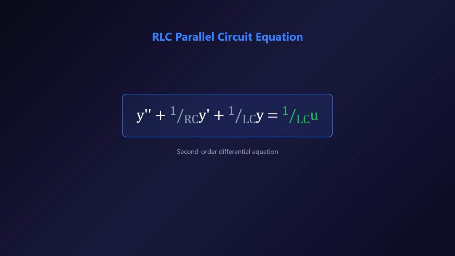Here's our RLC differential equation. Notice that we have a second derivative of y, which makes this a second-order system. We also have a first derivative term and a regular y term. On the right side, we have our input u.